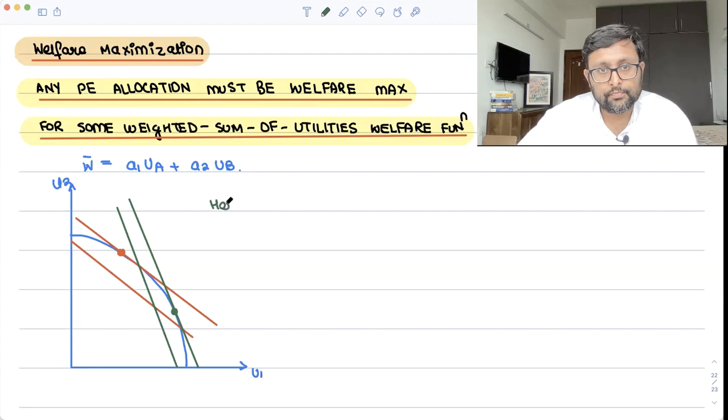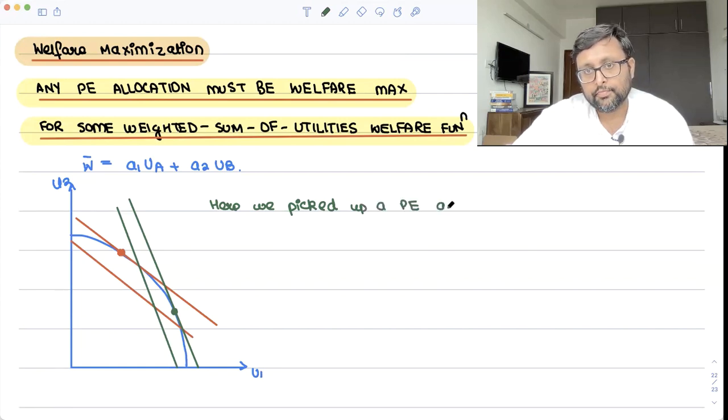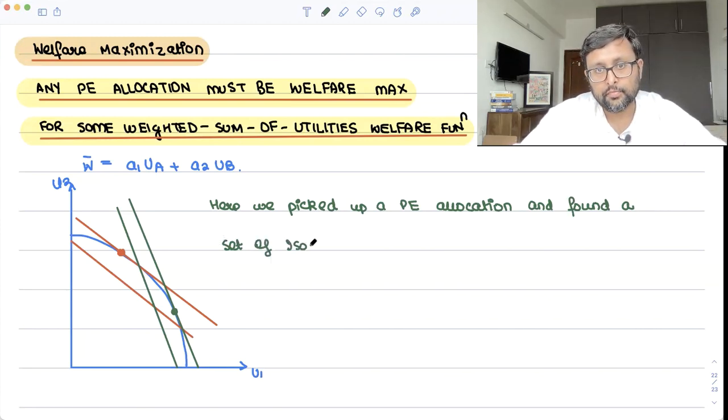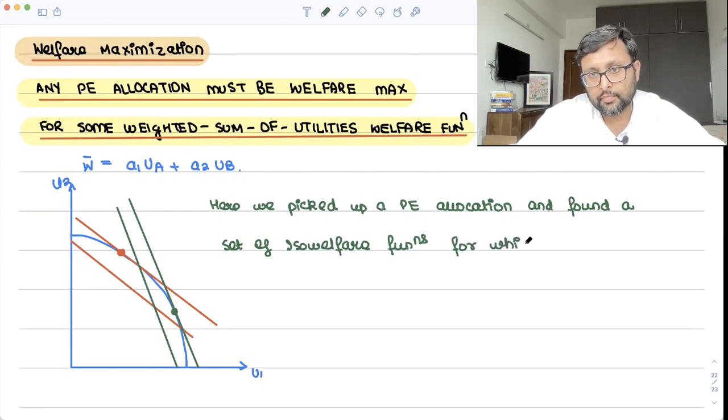So here we picked up a Pareto efficient allocation, and found out a set of iso welfare functions for which it yields maximum welfare.